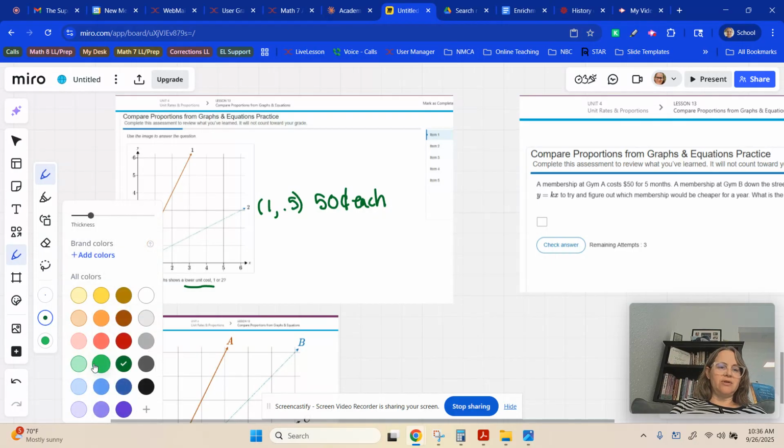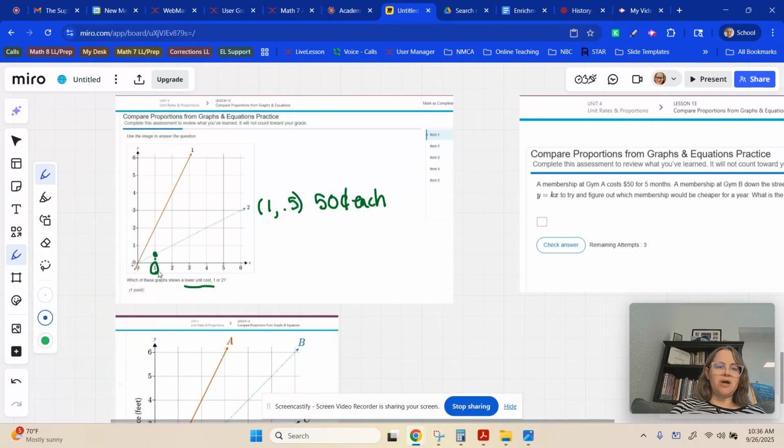I'm going to switch colors. So here, I'm still looking at where x is 1, but I'm going up to the red line now. Okay, and that is going to be, go with a 2 here. So here we have our unit rate of (1, 2). Okay, and this is like $2 each. All right, so we can see now which one is cheaper.